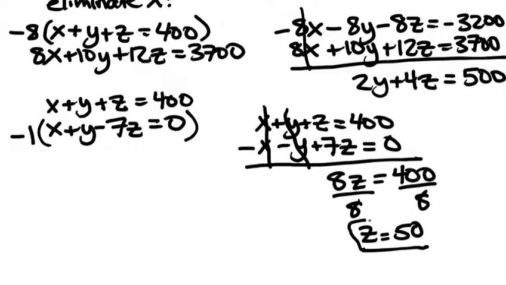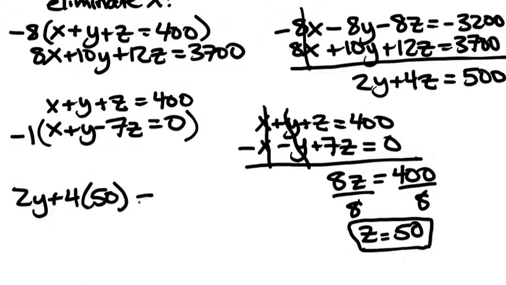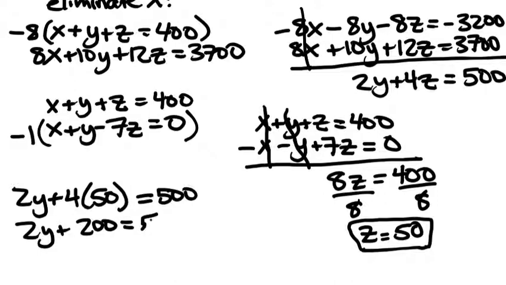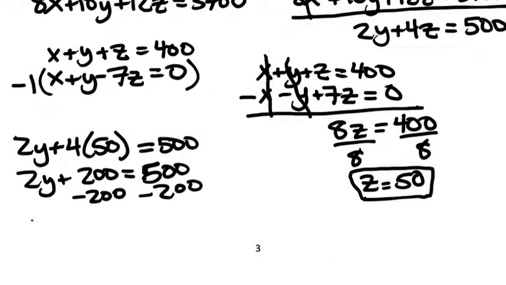So now I can find the value of y by substituting into this equation. 2y plus 4 times 50, plug in 50 for z, equals 500. So we have 2y plus 200, and solving that for y, this is one of those problems that takes up pretty much a whole page of paper. I get 300 divided by 2, which is y equals 150.